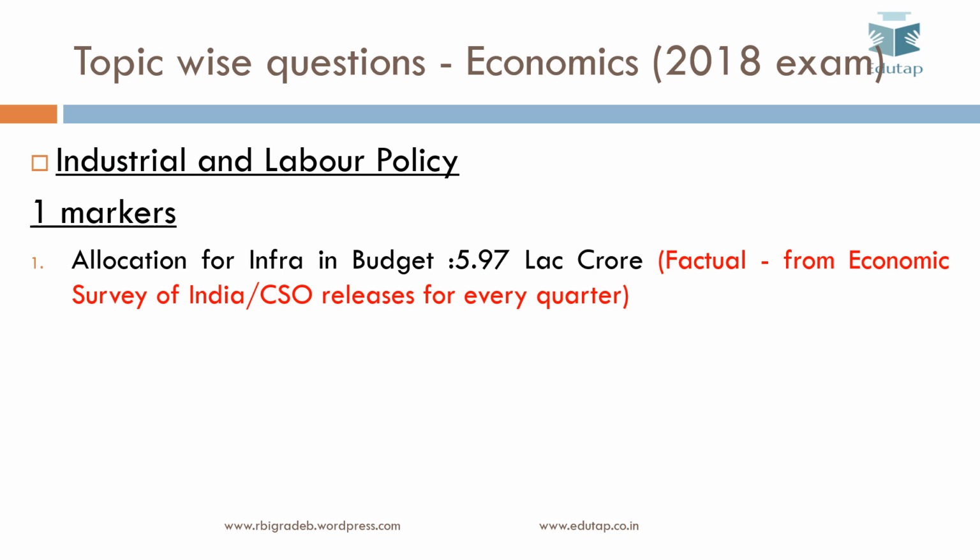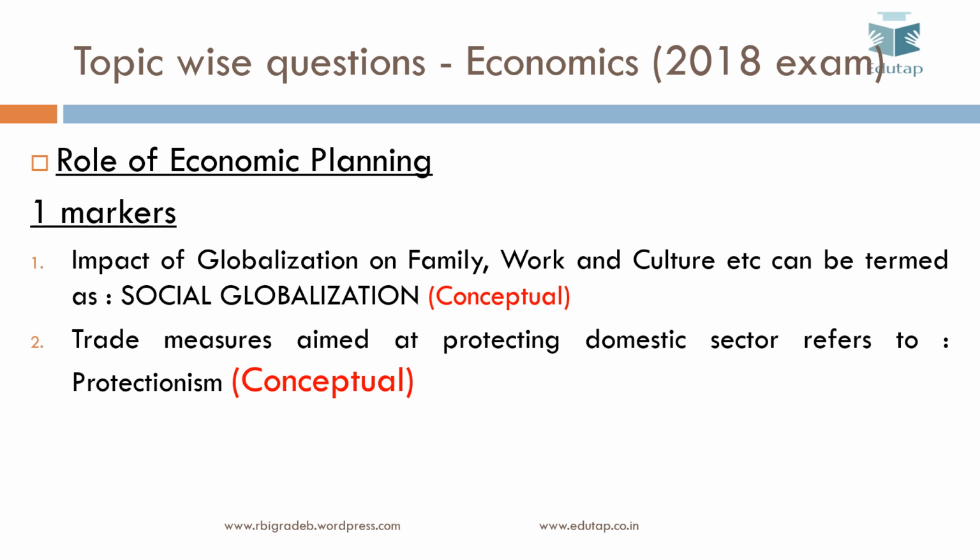Moving on to 1-marker questions. So allocation for infra in budget was how much? So that was a question they asked. So this is again an important budgetary allocation that you need to note, right? Whenever you study the union budget, it is very important for us to know the budgetary allocations made for different sectors, right? Moving on to role of economic planning, friends.